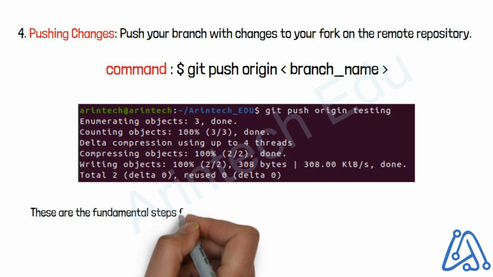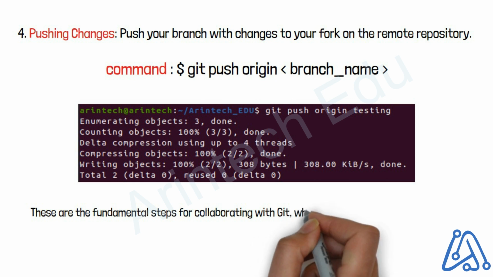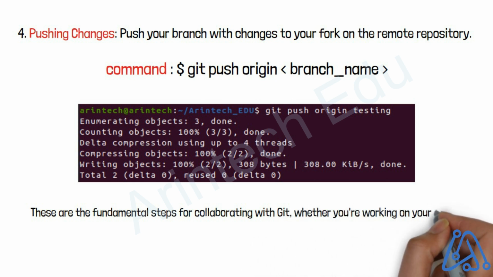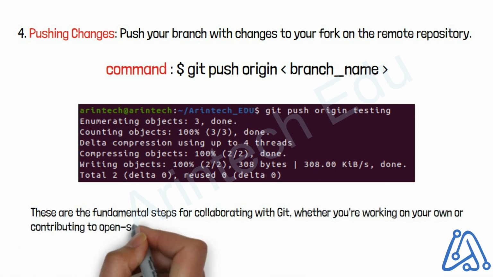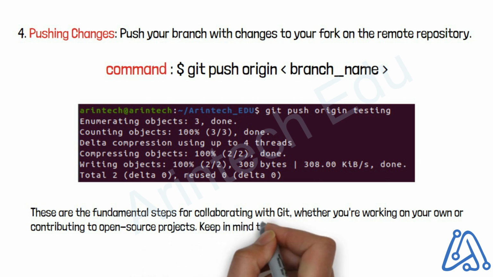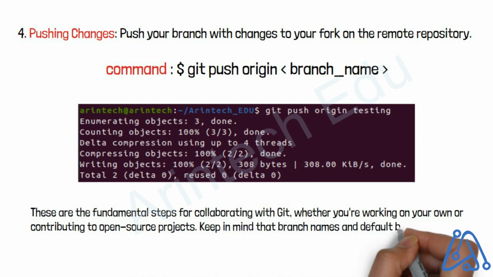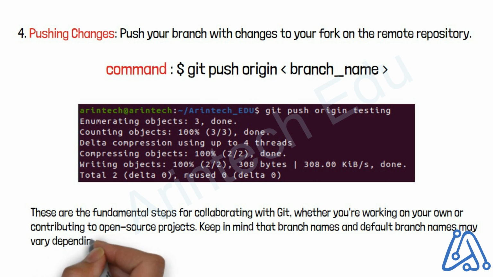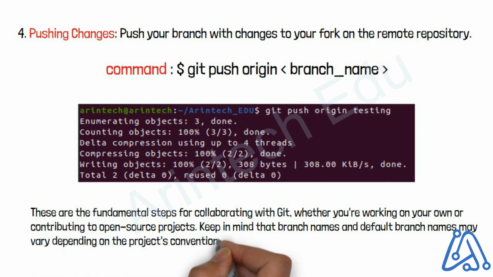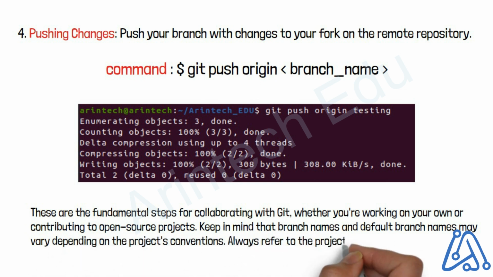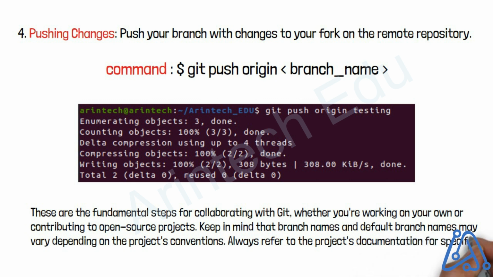These are the fundamental steps for collaborating with Git, whether you're working on your own or contributing to open-source projects. Keep in mind that branch names and default branch names may vary depending on the project's conventions. Always refer to the project's documentation for specific guidelines.